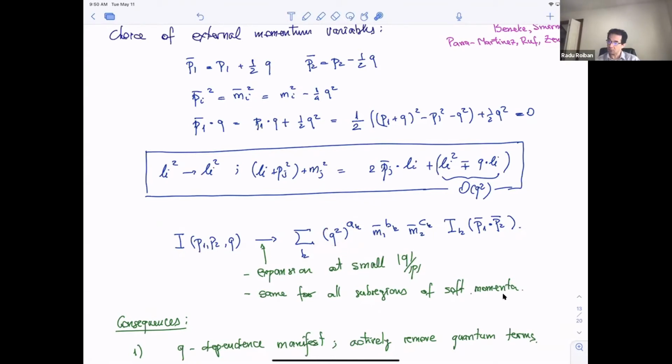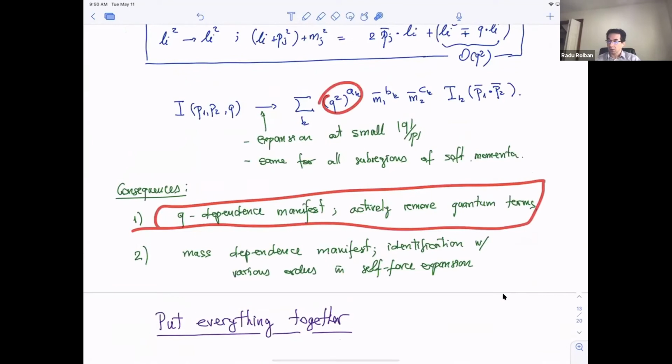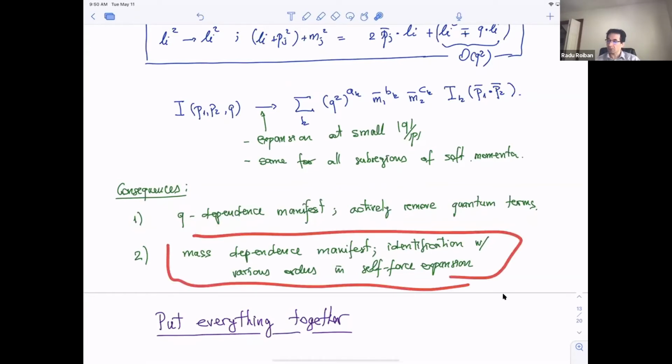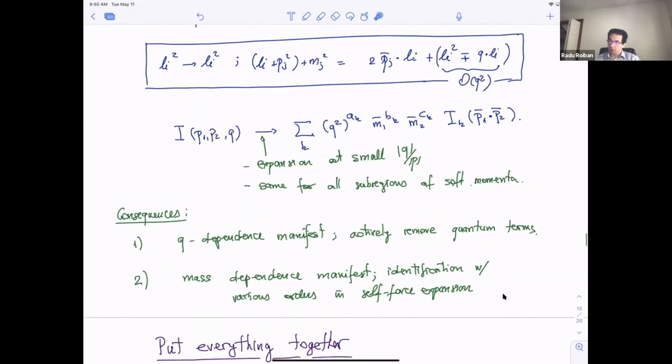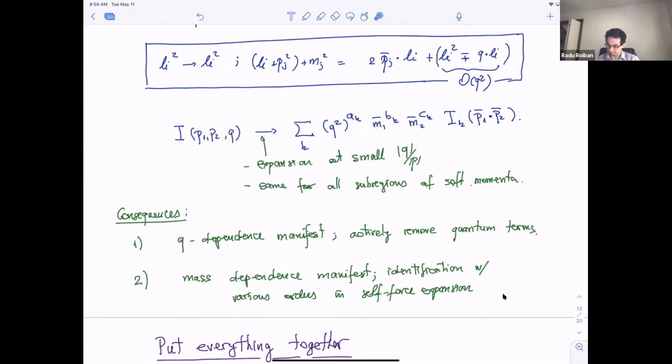The only thing that's left to be done is the evaluation of these integrals. So to stress again, q dependence is manifest, and therefore one can actively remove all the quantum terms. The mass dependence is also manifest. And because of this, one can relate pieces of the classical integrand with the corresponding terms in the self-force expansion.